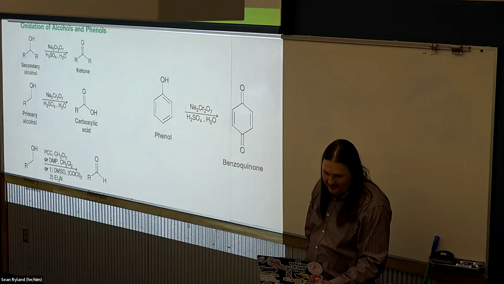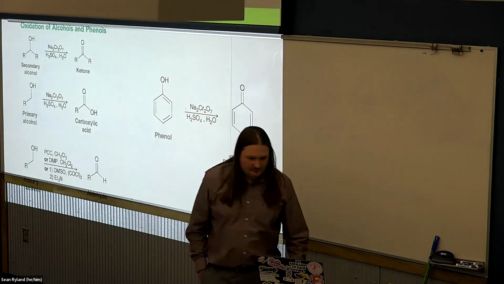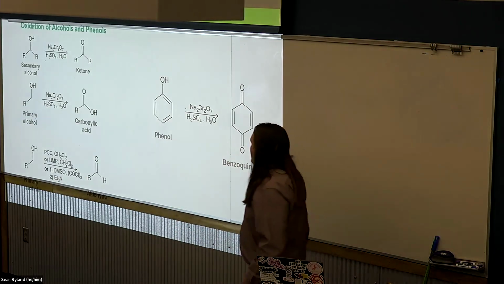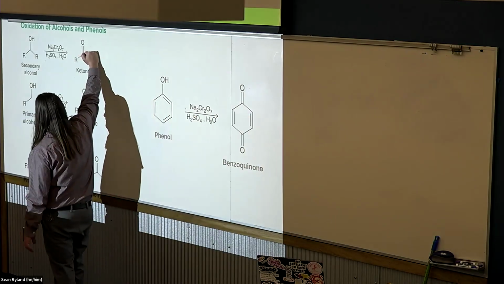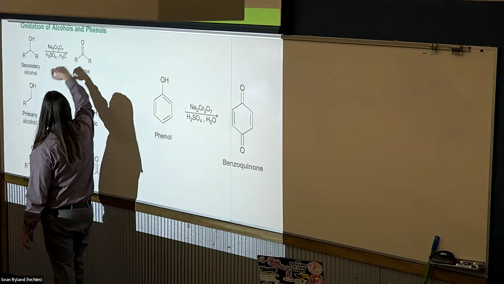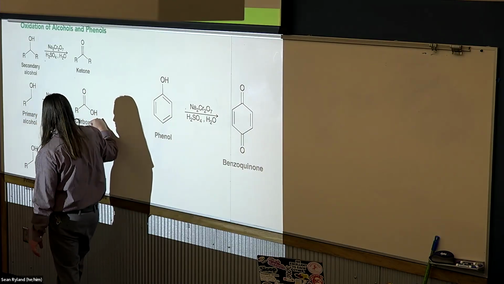All right. So recap. Here are our oxidation reactions. If we're doing oxidation, we've got chromic acid. The secondary alcohol goes to a ketone. Primary alcohol will go all the way to carboxylic acid.